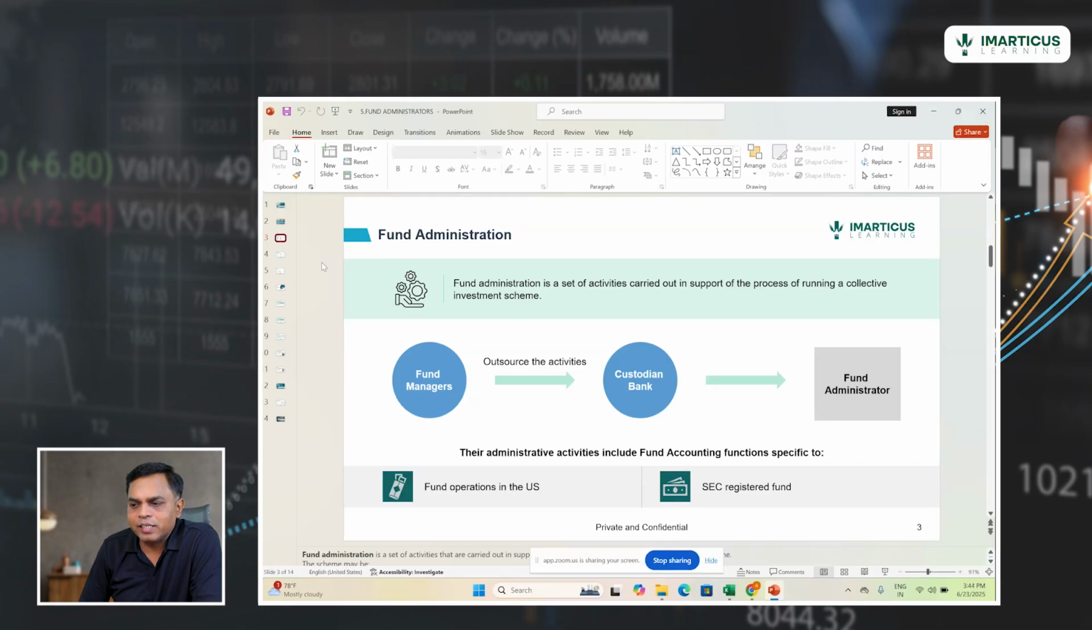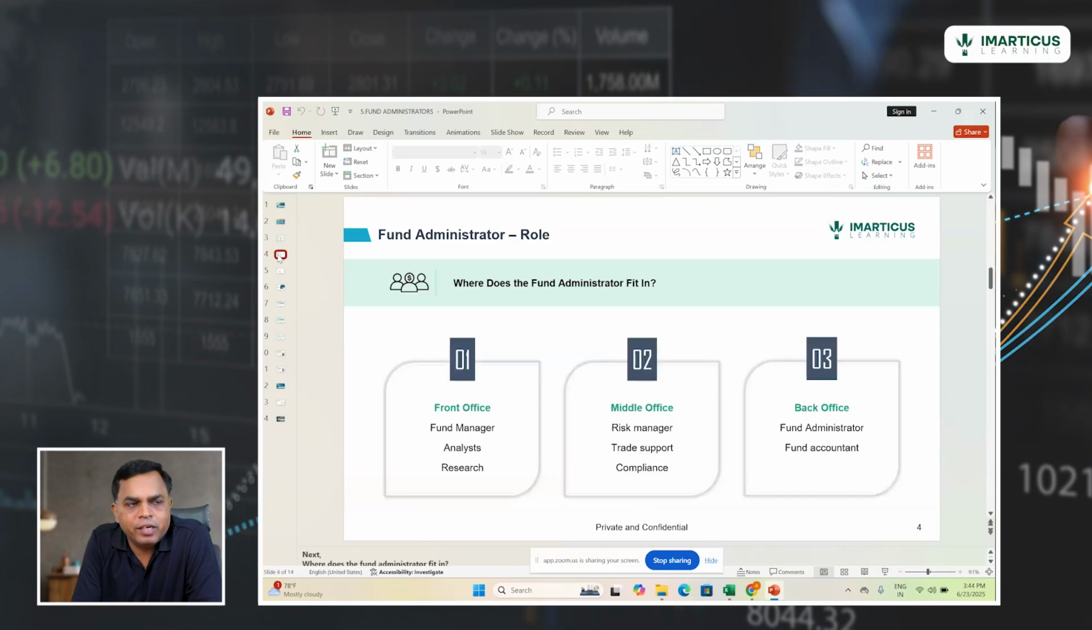Now, let's look at exactly what the role of a fund administrator is. Like any investment bank or a security trading organization, a fund also has three main divisions: front office, middle office, and back office. When I talk about a front office for a fund, it typically consists of fund managers who take care of investment activities, and analysts and researchers who analyze the market and provide the input for the fund managers to invest in the securities.